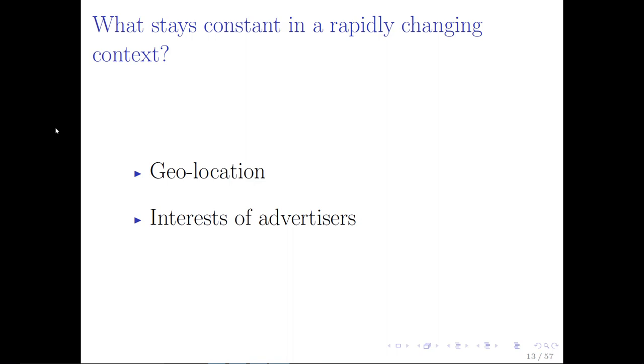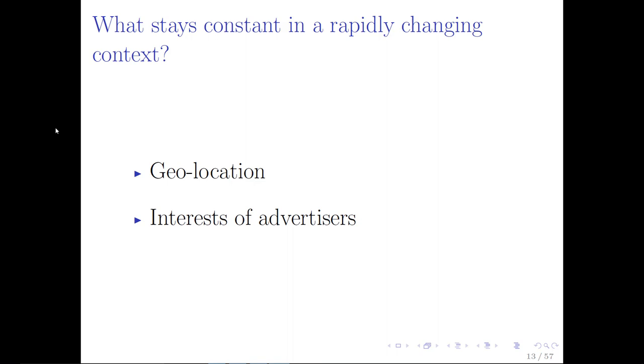And I think there are a few elements that will remain constant. For example, the use and the production of geolocation data will remain constant over time. That is something that is useful, and it typically appears across platforms. And so I think that developing methods for geolocated data is valuable moving forward. Also, I think that the interest of advertisers is not likely to change in the near future. And so all the data that are produced with advertisers in mind will stay in the near future.